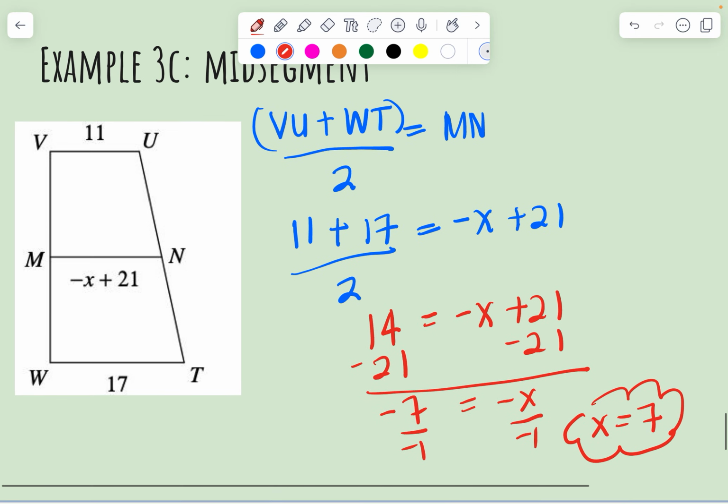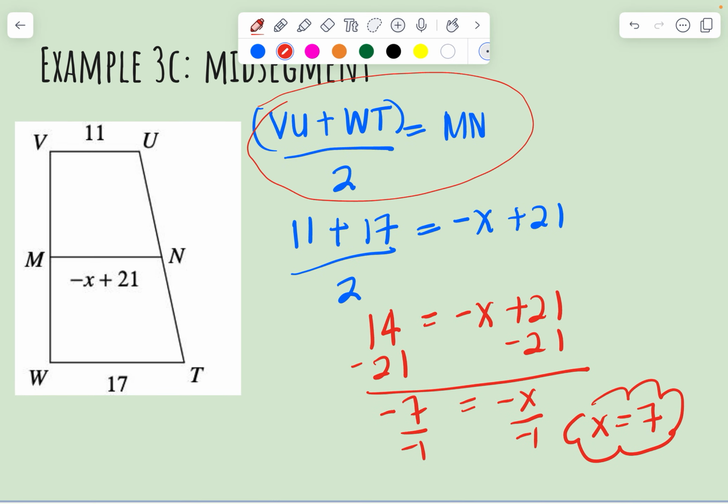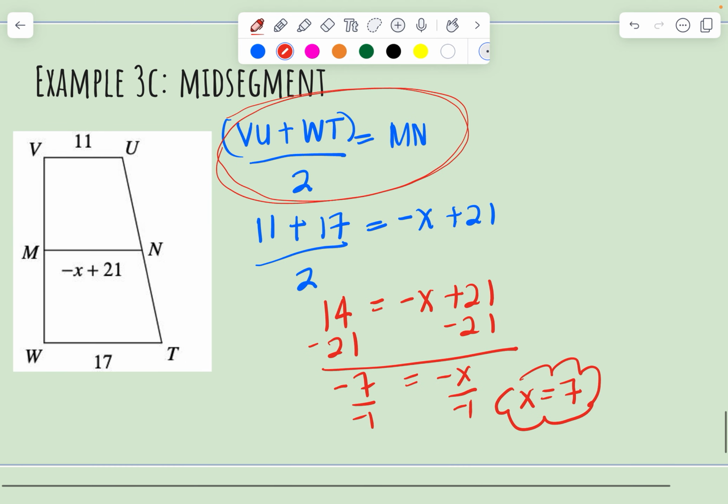Just remember for all of these that it's going to be helpful to write out the property before you start substituting in values.